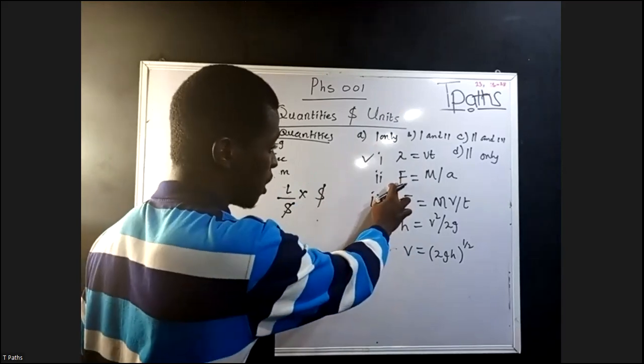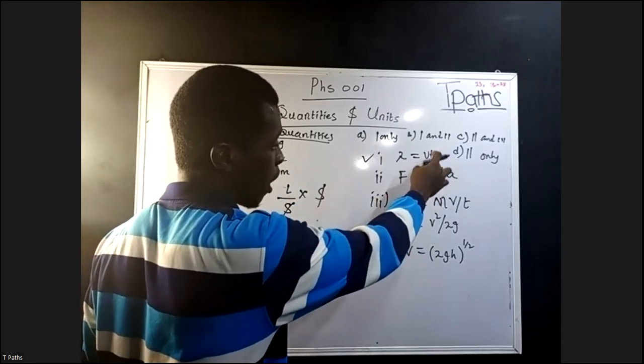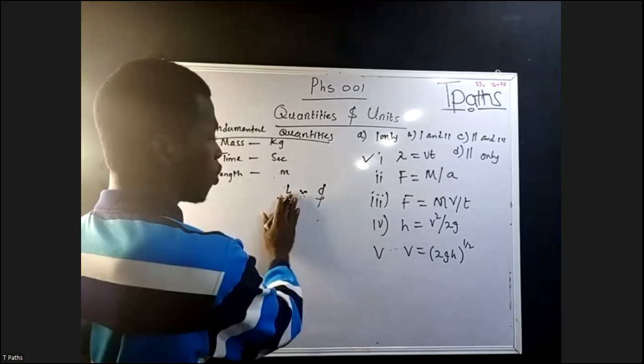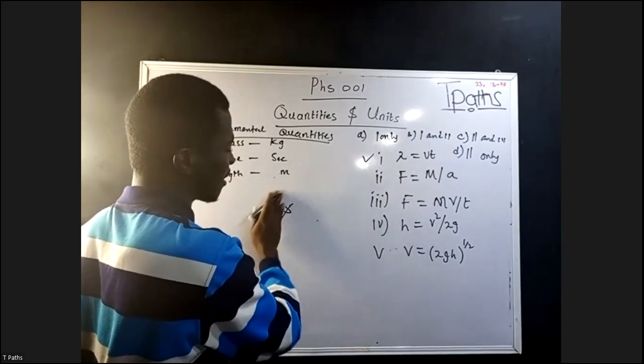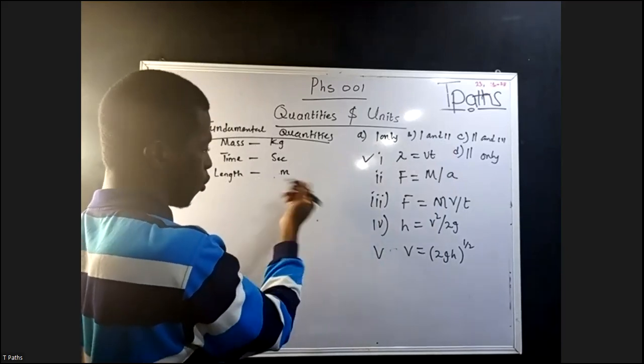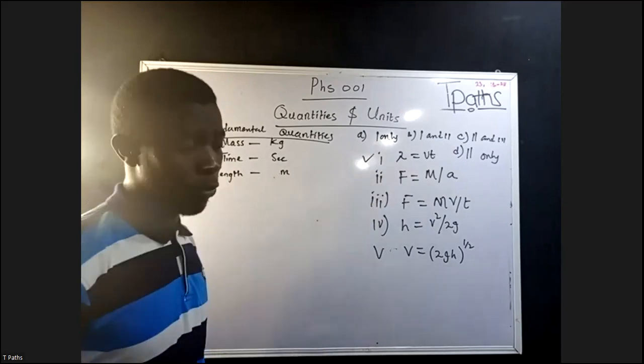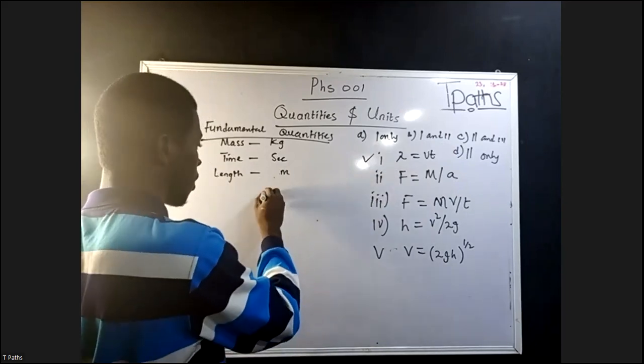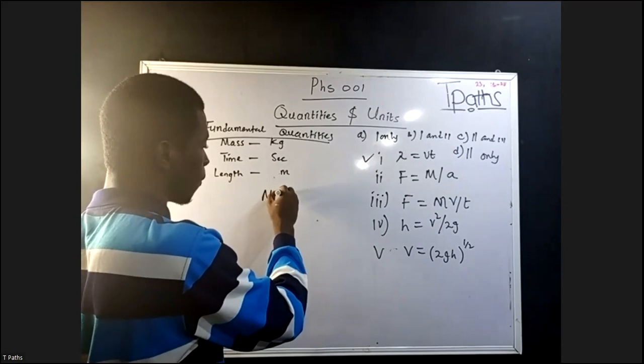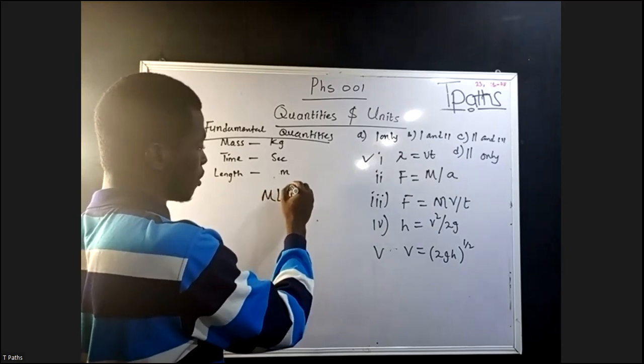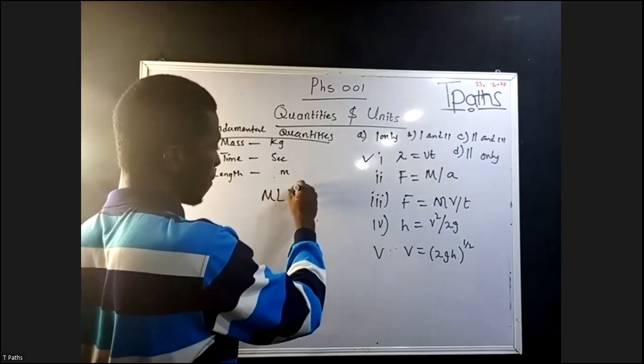So I have B: F is equal to M over A, where A is representing acceleration. So force, of course, we know force. What is the dimension for force? The dimension for force is MLT raised to power minus 2.